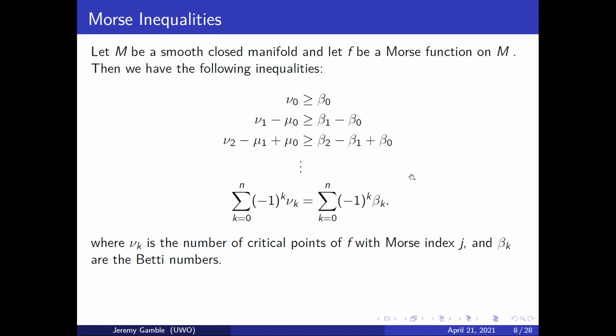So I wasn't sure who originally proved these inequalities. I assume it was Morse himself, but I didn't go through the old papers, so I didn't find an explicit reference. But the original proof, I believe, was done using cellular homology and things like this.